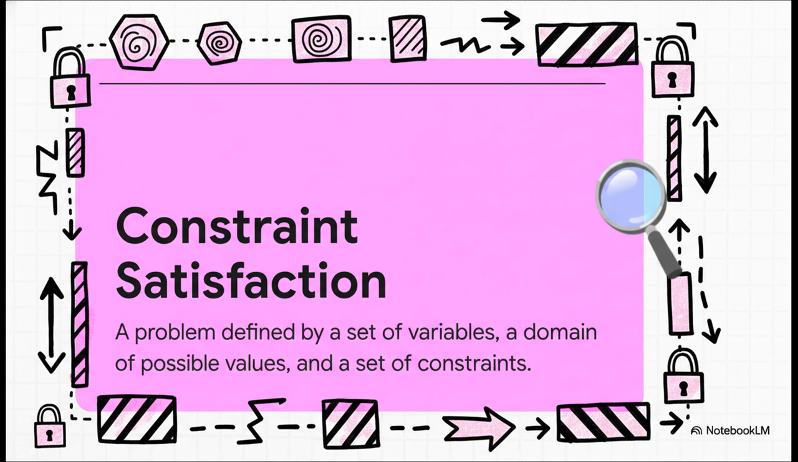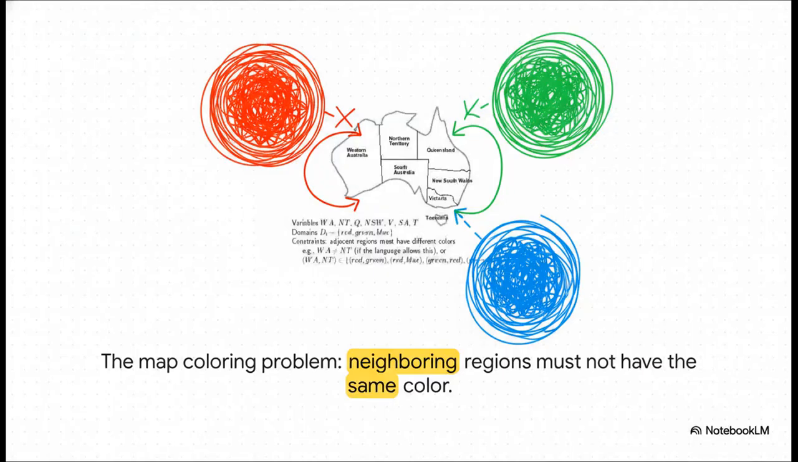You have domains, the list of all possible values for each variable. And finally, you have constraints, the set of rules that your final answer absolutely has to follow. A classic example of this is map coloring. So here, the variables are the different regions of Australia. The domain for each of those variables is just the set of colors we have, let's say red, green, and blue. And the big, crucial constraint is that no two regions that touch each other can have the same color.